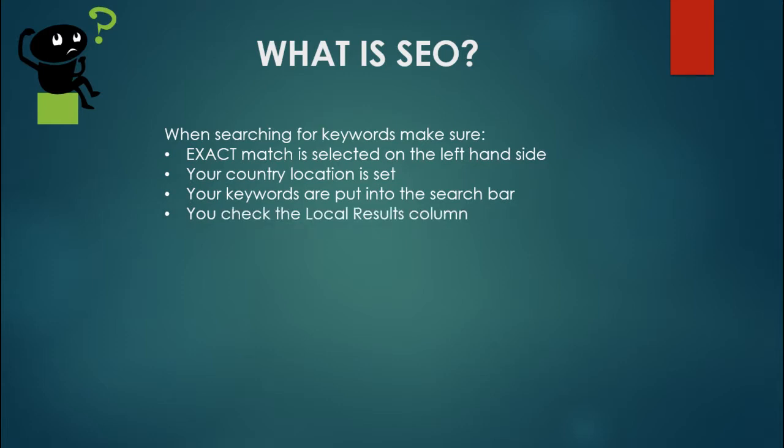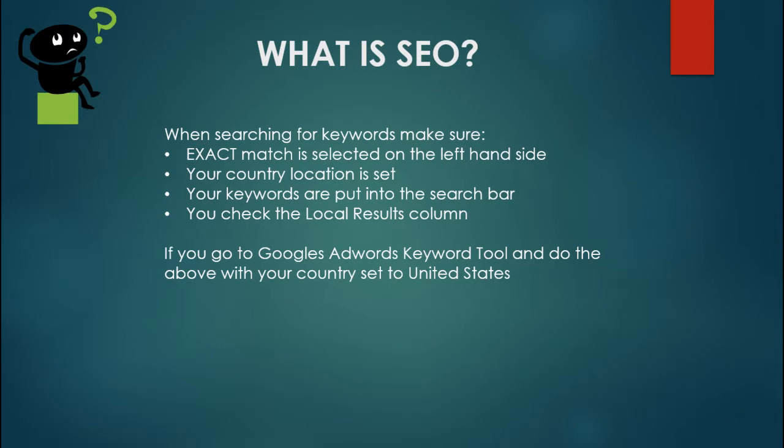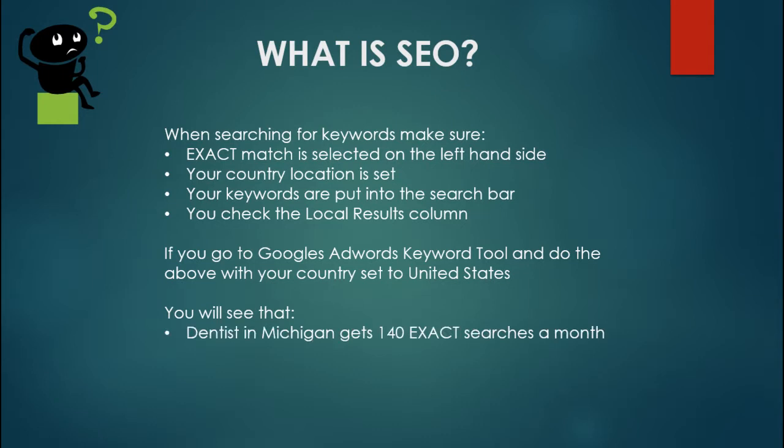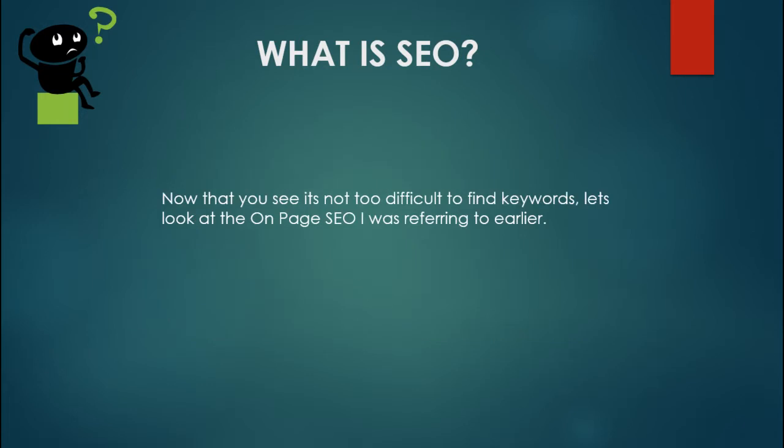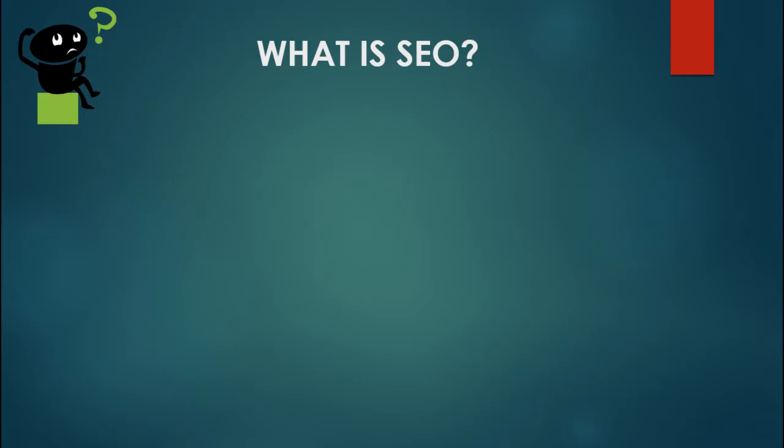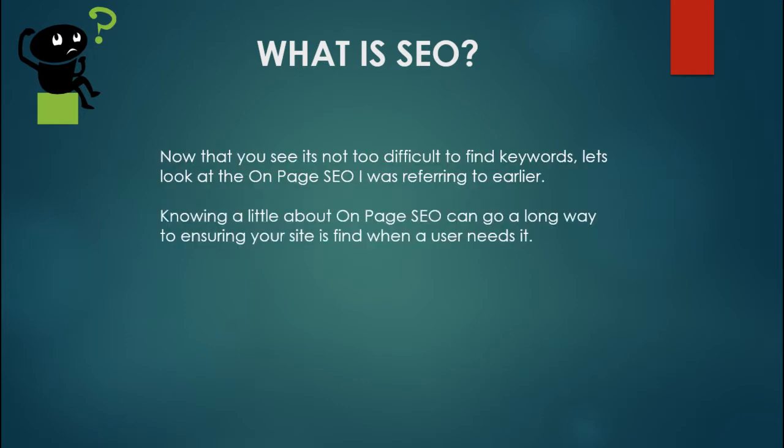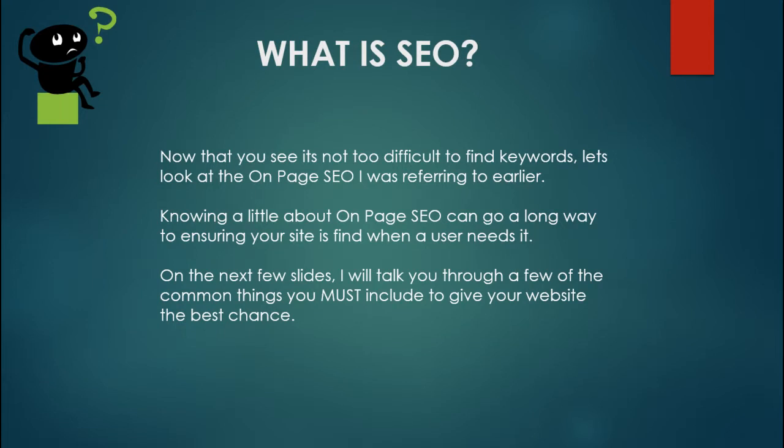You check the local results column. If you go to the Google AdWords keyword tool and do the above with your country set to United States, you will see that dentist in Michigan gets 140 exact searches a month. Now that you see that it's not too difficult to find keywords, let's look at the on-page SEO I was referring to earlier. Knowing a little about on-page SEO can go a long way to ensuring your site is found when your users need it. On the next few slides, I will talk you through a few of the common things you must include to give your website the best chance.